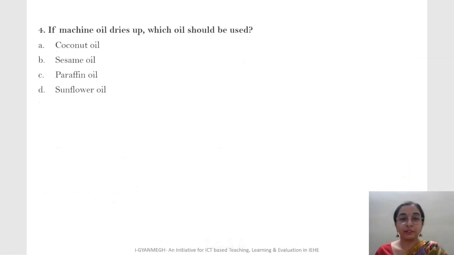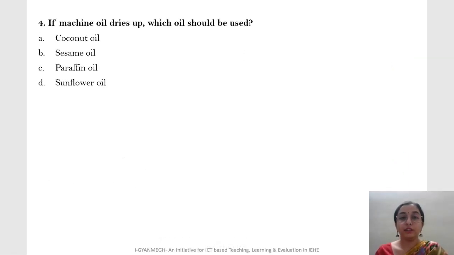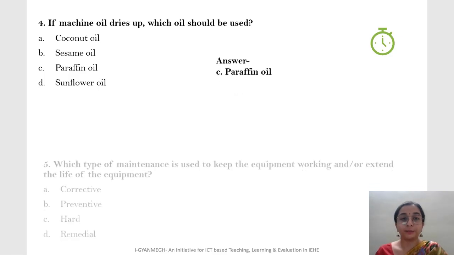Next question which we have is, if a machine oil dries up, which oil should be used? Your options are coconut oil, sesame oil, paraffin oil, or sunflower oil. Your time starts now. Time up. So what is the correct answer? It should be paraffin oil.